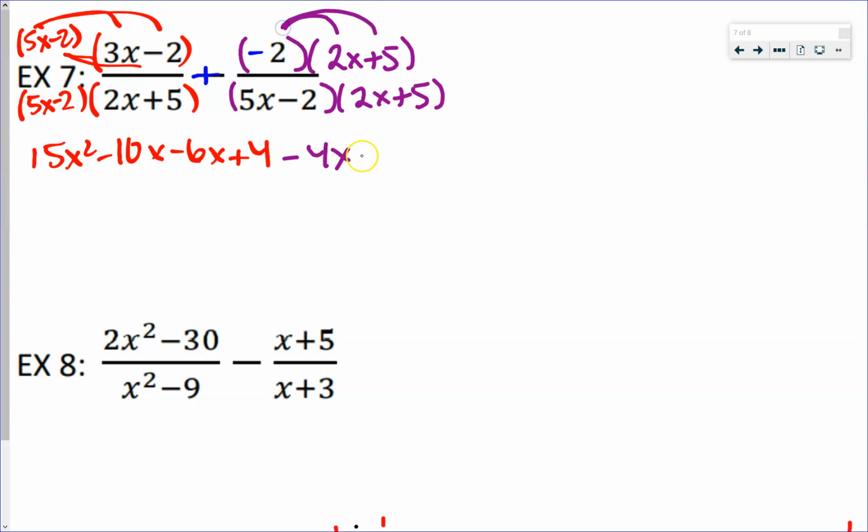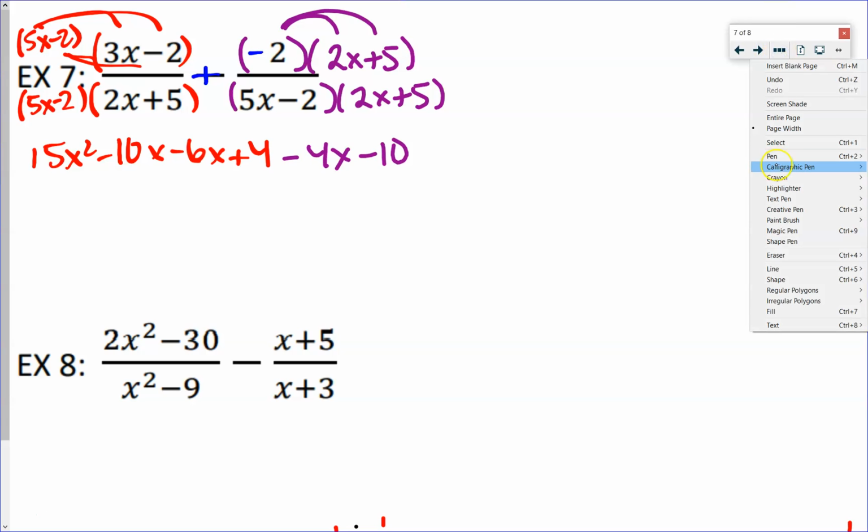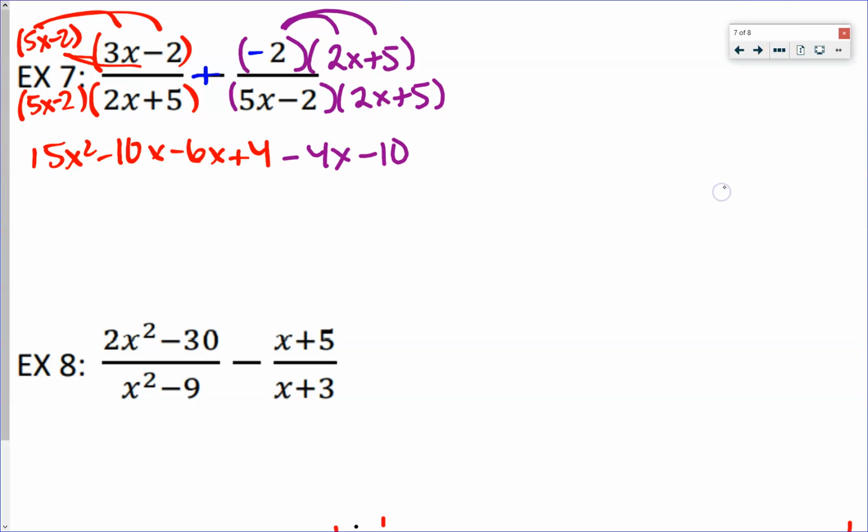And this should definitely, did I mess up? Oh, I did. That's negative 16, negative 4. That should definitely be a negative 20. There we go. I'm looking at this. I can't factor it. I can't divide the whole thing by a number. 5 won't work. 4 won't work. 2 won't work. So that's going to be my new numerator. And my common denominator is the 5x minus 2 and the 2x plus 5.